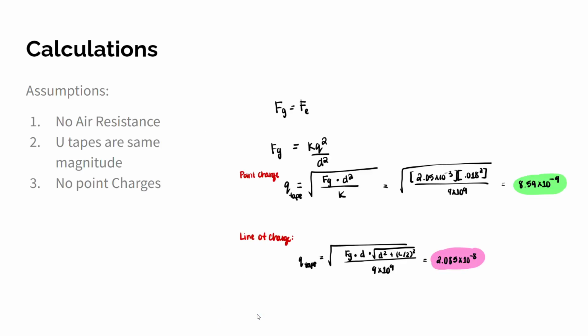For the line of charge calculation, we assumed that there was no air resistance, that the tapes are the same magnitude, and that there are no point charges. The line of charge calculation ended up being vastly different from the point charge calculation.